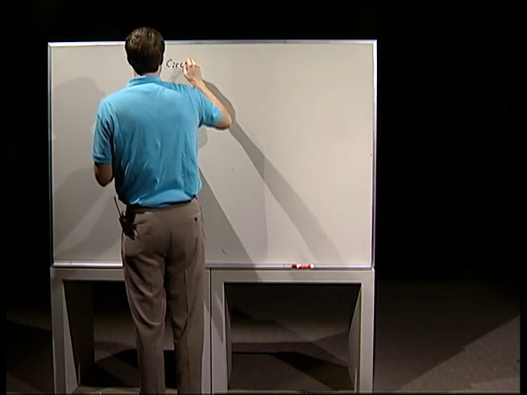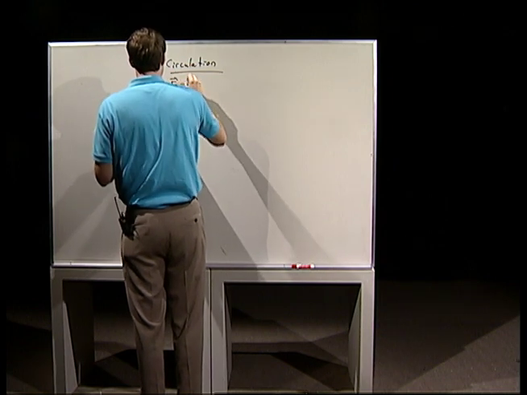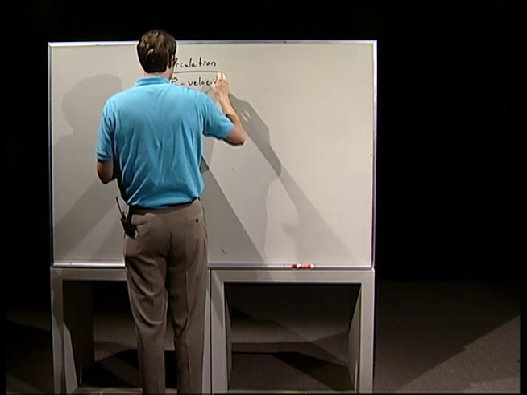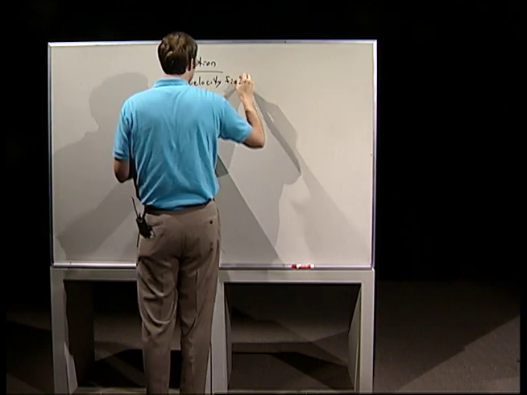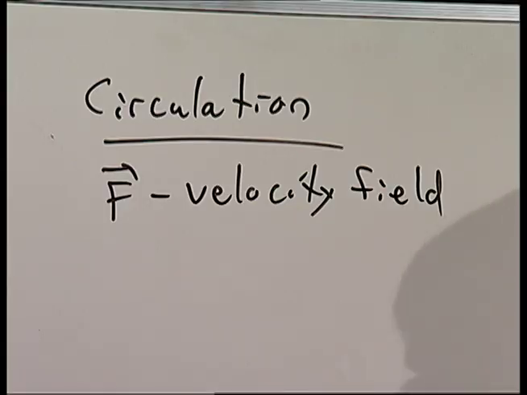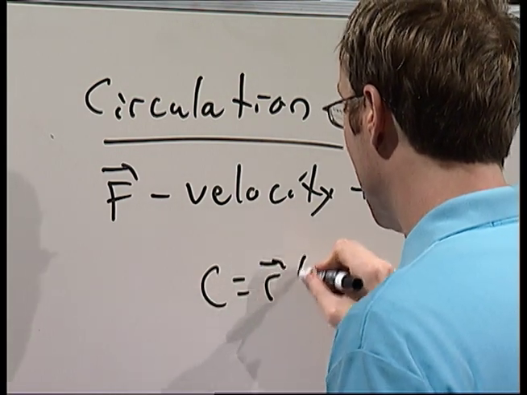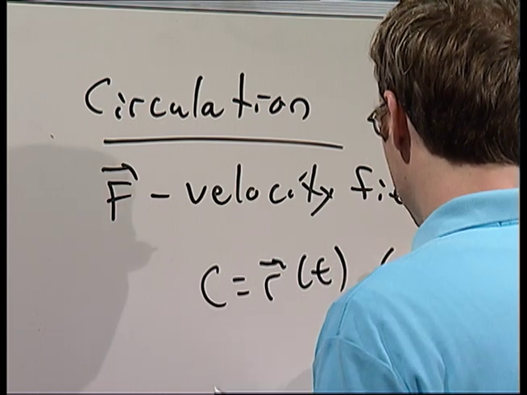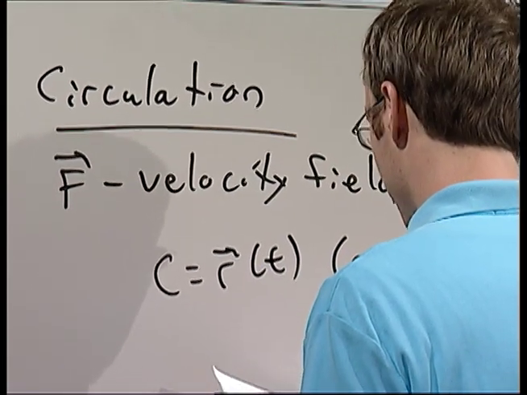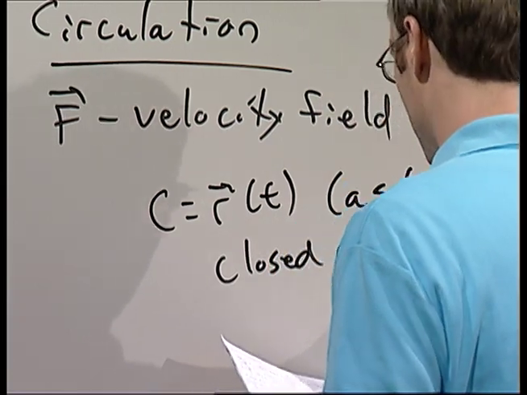So say you're not in a force field now. Say F is a velocity field. In other words, we talked at the beginning of the lecture about a pipe and a fluid moving through it. So this is a velocity field. Let's suppose we have a curve here, but a special kind, closed.